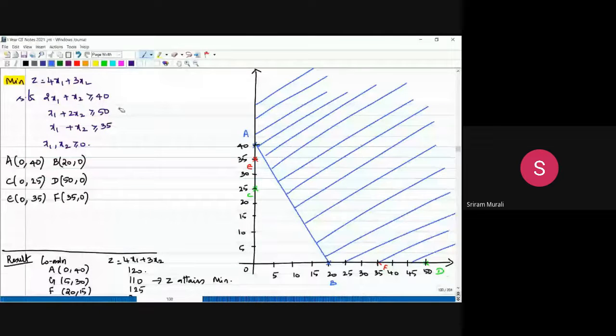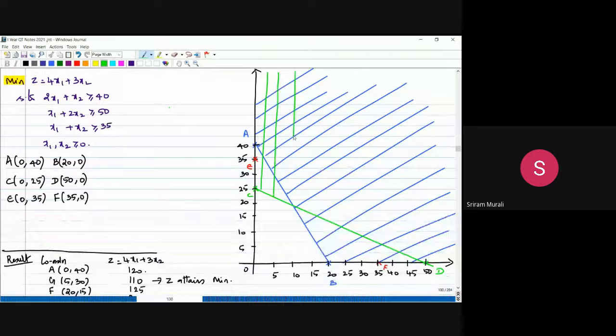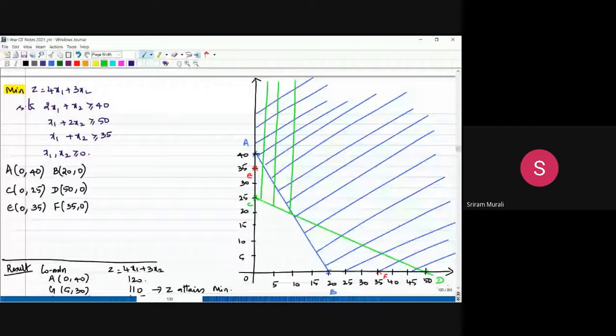Okay, the next constraint is C and D. CD means I should take this. So where should the shading be? Again, it is the second constraint, 2x1 plus x2 is greater than or equal to 50. 0 plus 0 cannot be greater than 50. So I cannot again give a shading towards the origin. What do I have to do? Shading should be given away from the origin. So it will be like this. You have to tell me now the common region.